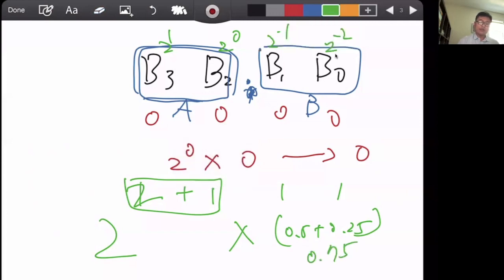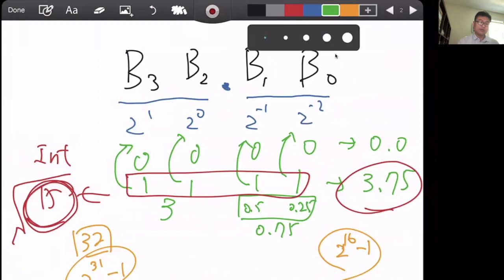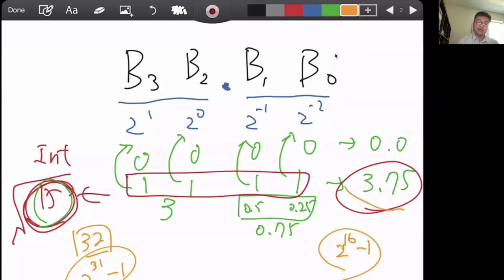Okay, so if we use this number, 2 power of 3 as A times 0.75, the result will be 6. So 6 is not that good compared to the original value, 15. Did you see that the original value is 15? Compared to the 15, it is not that good. However, it's definitely significantly better than this number, 3.75, right?